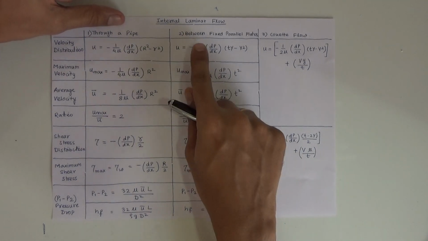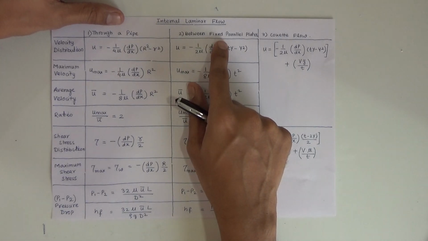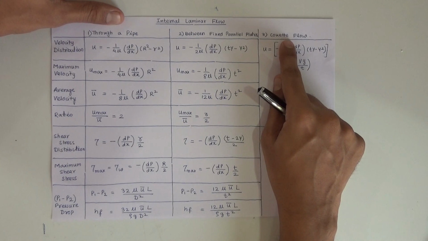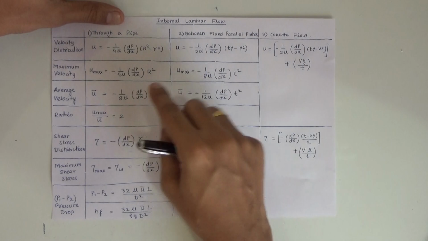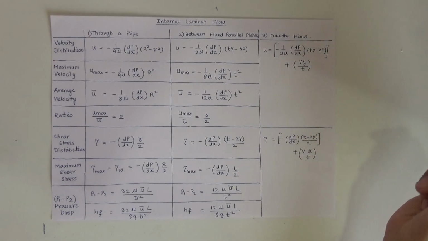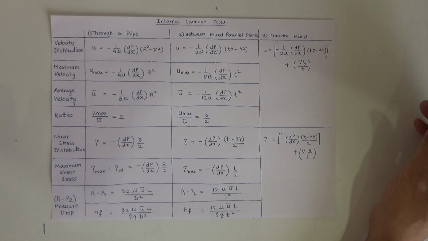Then the second case was the laminar flow between the fixed parallel plates, and the third case is the flow between the parallel plates where one plate is fixed and one plate is moving. So we have derived this kind of formulation for this internal flow. It is expected that you should prepare this with respect to examination. You need to remember this formulation for the numerical treatment.